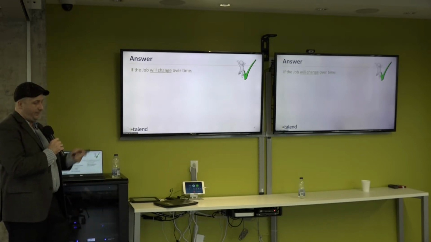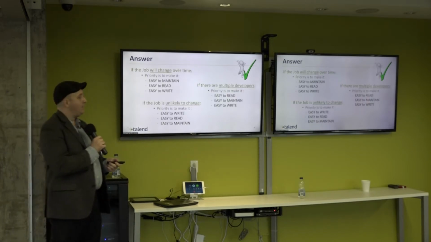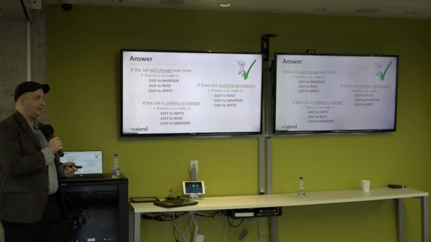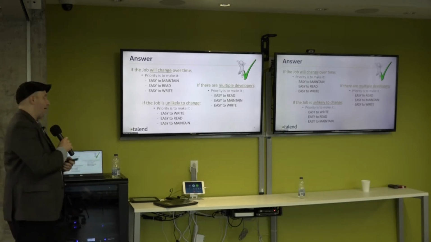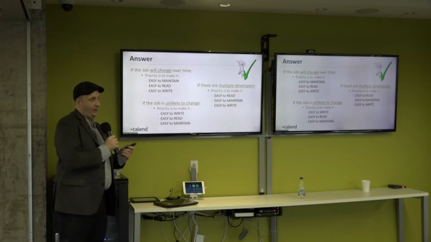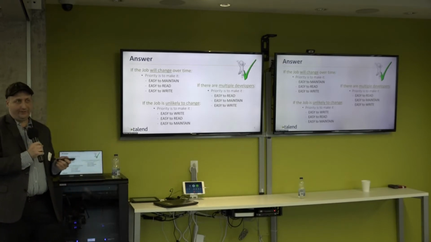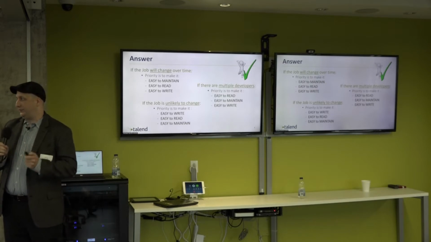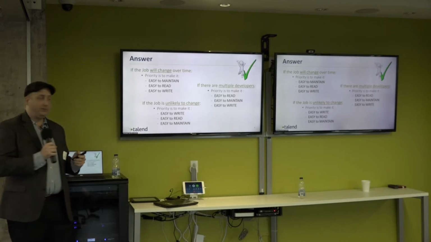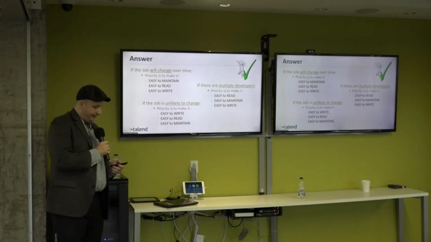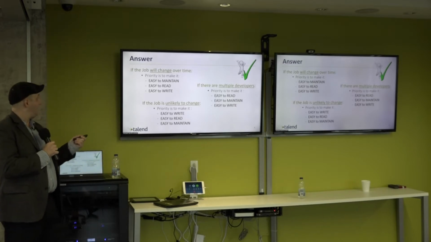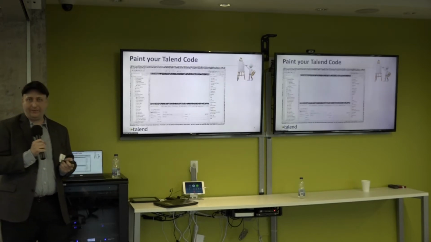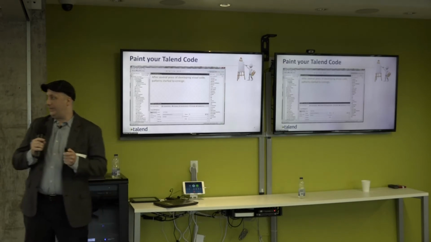All right, so if the job's going to change a lot over time, then you want to make sure it's easy to maintain and easy to read, right? If it's not likely to change, then you only care about writing it. So it'll be easy to write and easy to read. If you have a lot of developers, which many of you probably are in that situation where you're working with other people, you want to make sure it's easy to read and easy to maintain. It's kind of straightforward, obvious, but it's good to think about when you're making your jobs, right?